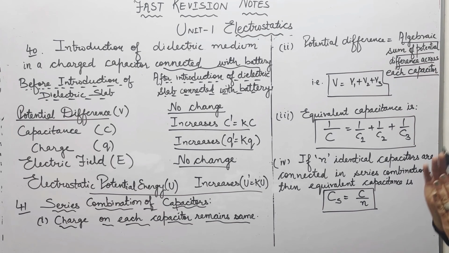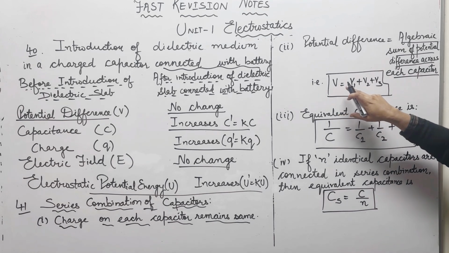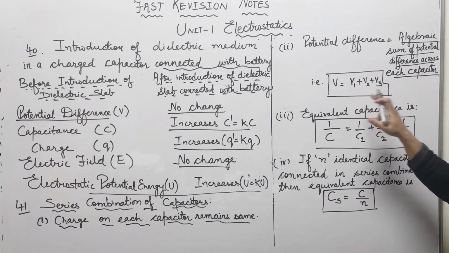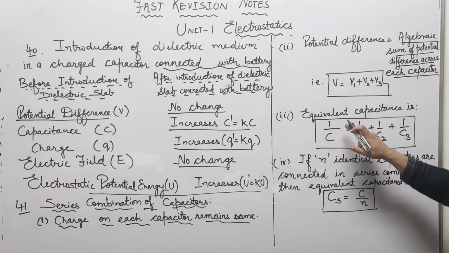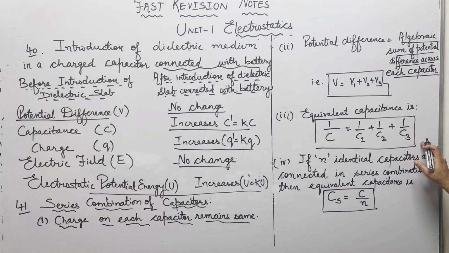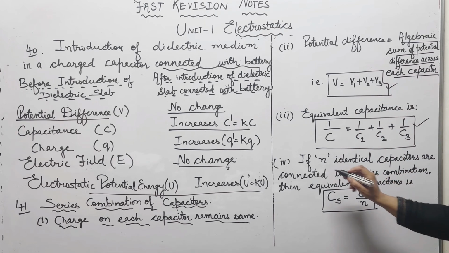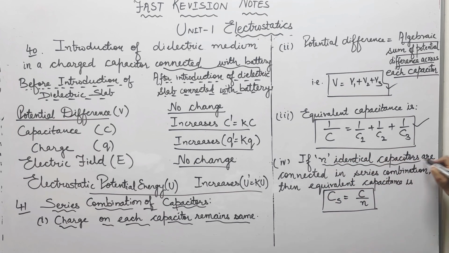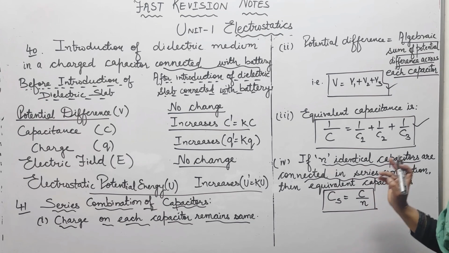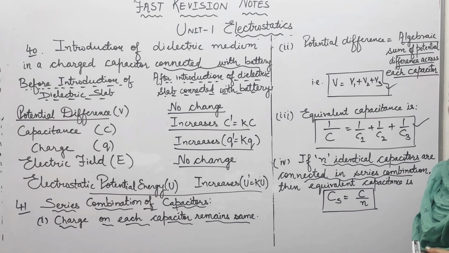For example, if three capacitors are joined, then their potential will be given by the sum V1 plus V2 plus V3, and the equivalent capacitance for these three capacitors will be given by 1 by C equal to 1 by C1 plus 1 by C2 plus 1 by C3. This is the series combination. And if n identical capacitors are connected in series, then the equivalent capacitance is given by the capacitance divided by n. So these are about the series combination of capacitors.